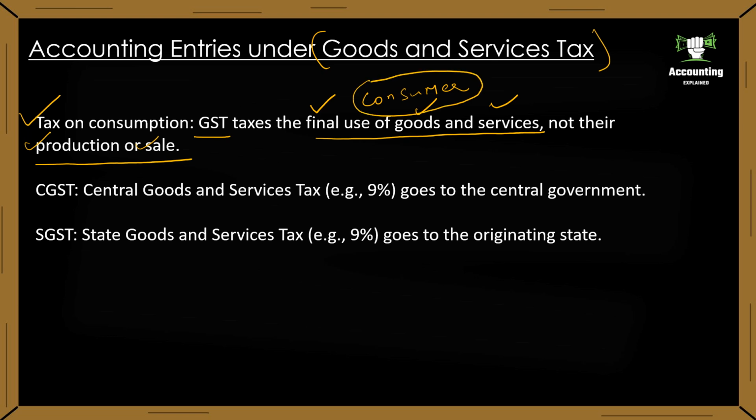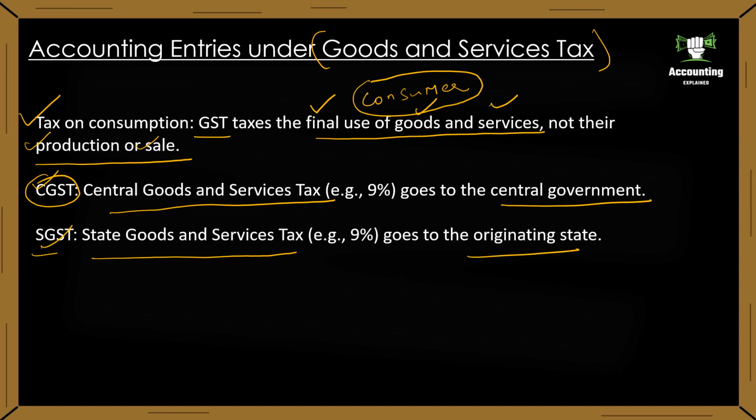When you buy a product, you will see a bill. There will be two categories in it, CGST and SGST. CGST, Central Goods and Services Tax, is the full form, and it goes to the central government. The CGST part of the bill will go to the central government. SGST means State Goods and Services Tax. The SGST part you would have seen in the bill will go to the originating state. If the originating state is Karnataka, then that amount will go to Karnataka.